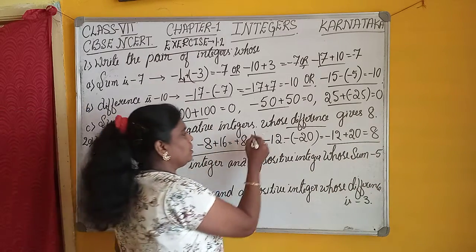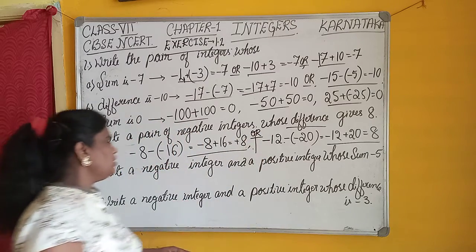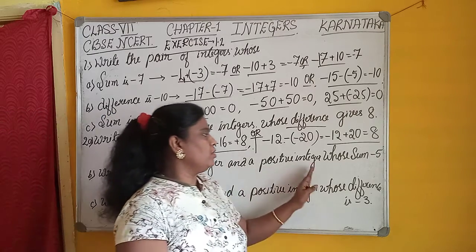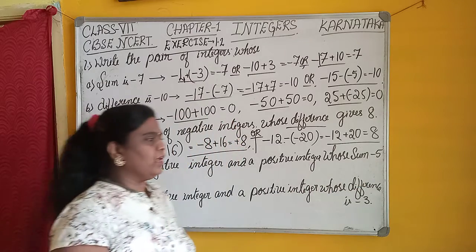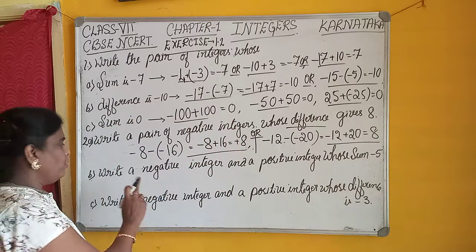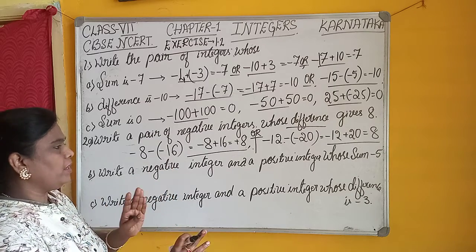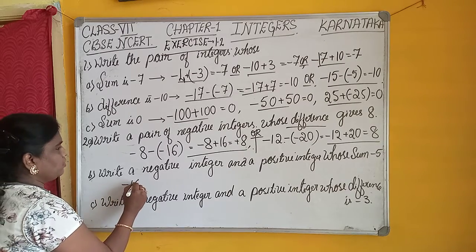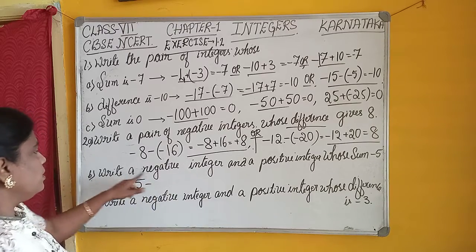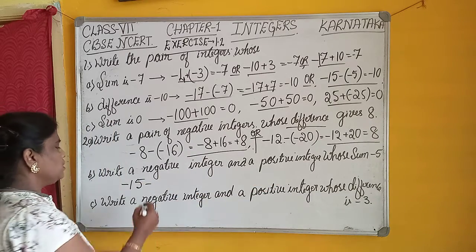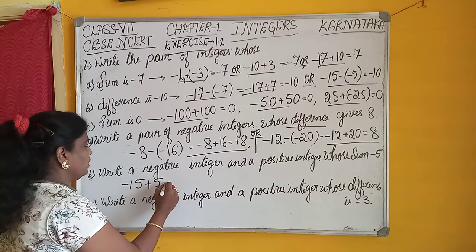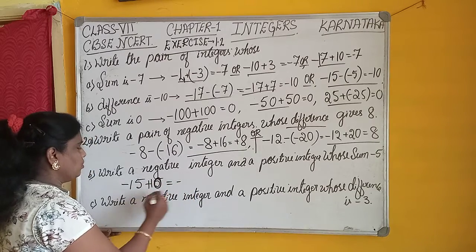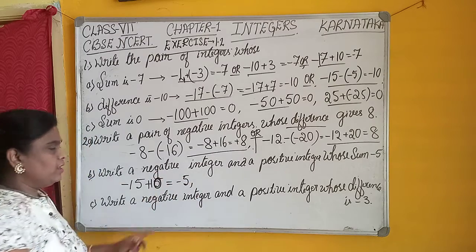You can take any numbers. Next, write a negative integer and a positive integer whose sum is -5. The answer is negative, so what should we do? One positive and one negative, and the negative is the greater number. That is -15 plus 5, which is equal to -15 plus 5 is -10... that is, -15 plus 10 is equal to -5. Like this you can do.